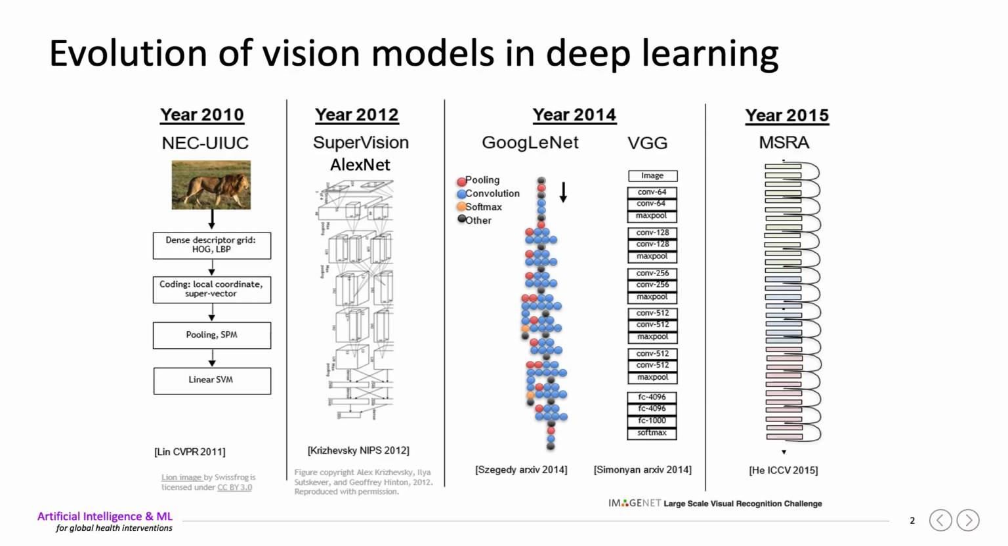In year 2015, MSRA introduced very deep residual networks, or ResNets, from He and colleagues, which used skip connections to train networks with dozens or even hundreds of layers. The key message is that each of these milestones drove down error on the ImageNet large-scale visual recognition challenge, and each represented a deeper, more end-to-end learned architecture. This progression sets the stage for transformers, which represent the next conceptual leap.